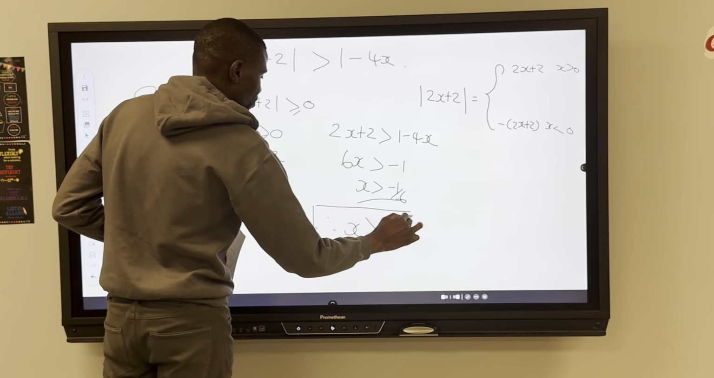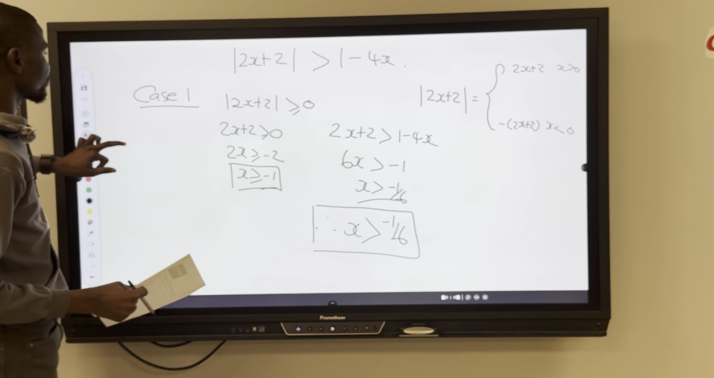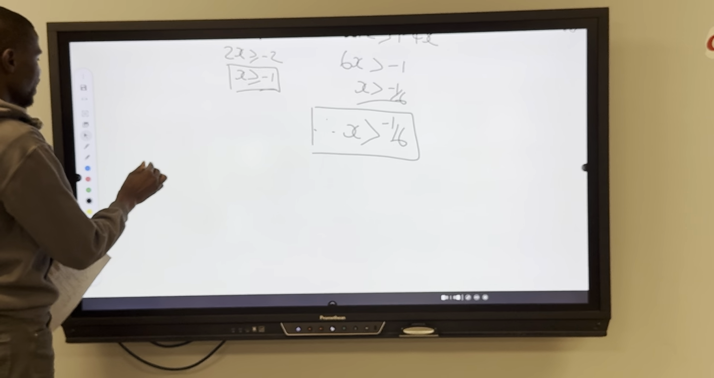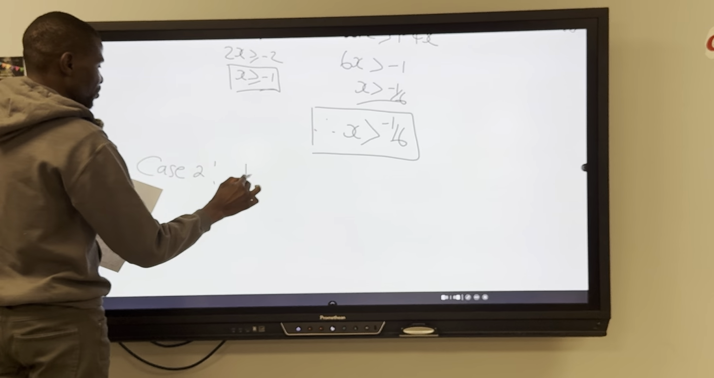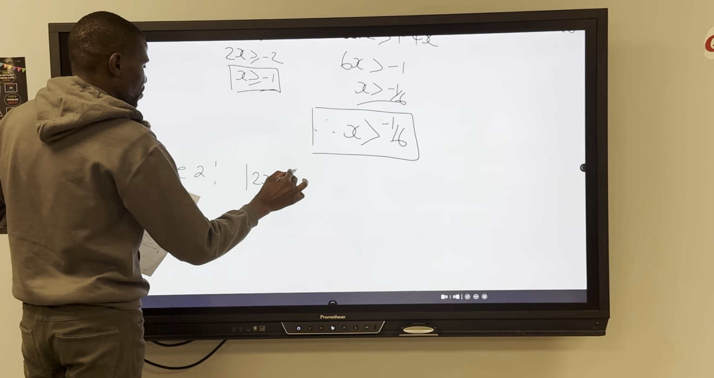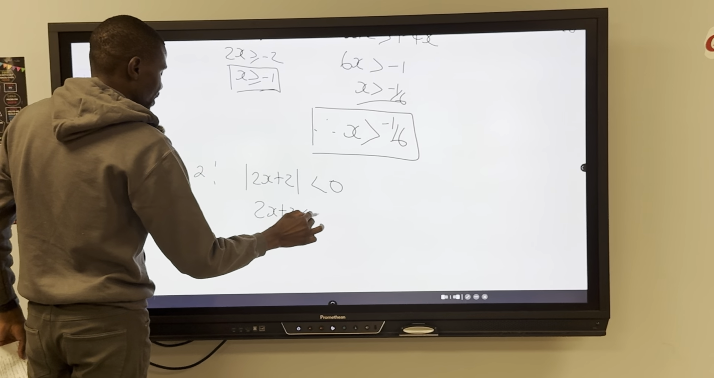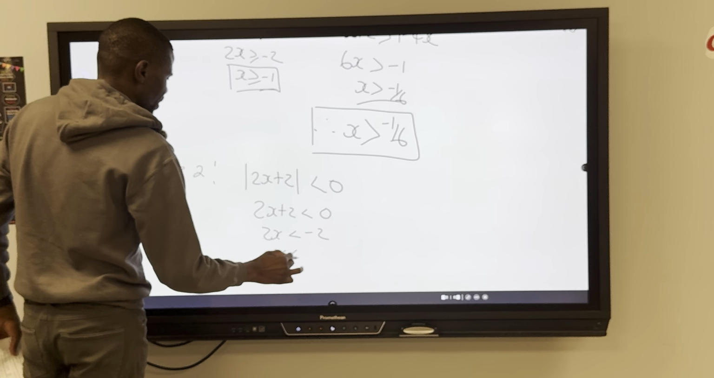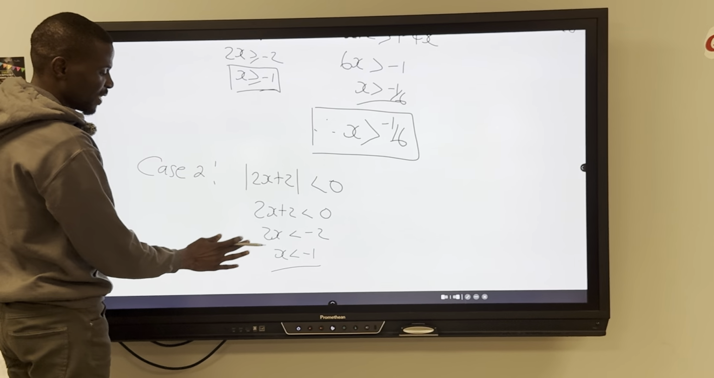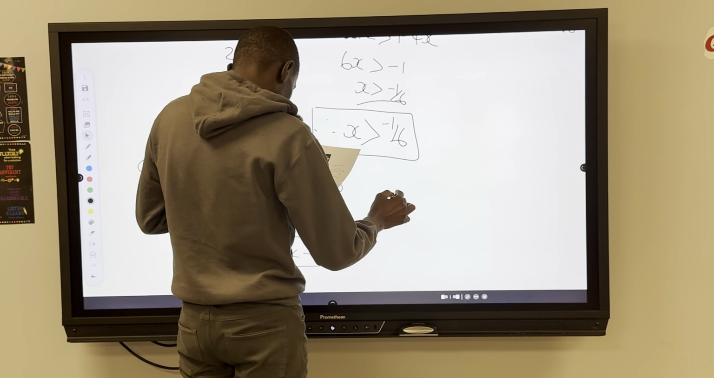That's another solution. But let's consider the other case here. Case number 2 is when the absolute value of 2x plus 2 is less than 0. So 2x plus 2 is less than 0. 2x is less than negative 2. So x will be less than negative 1. This is the condition. So now let's solve the inequality.